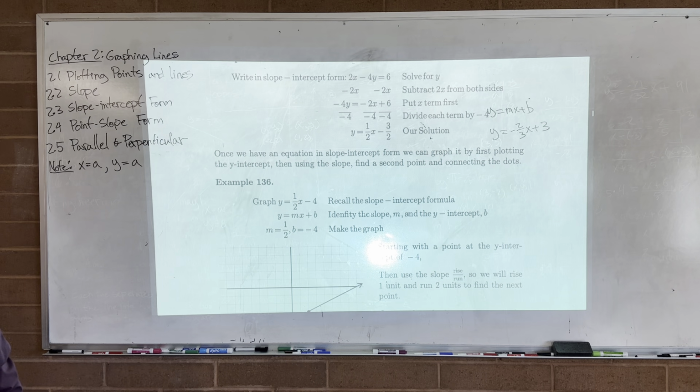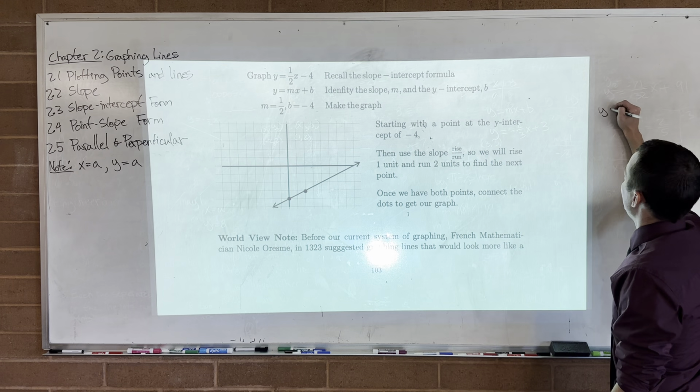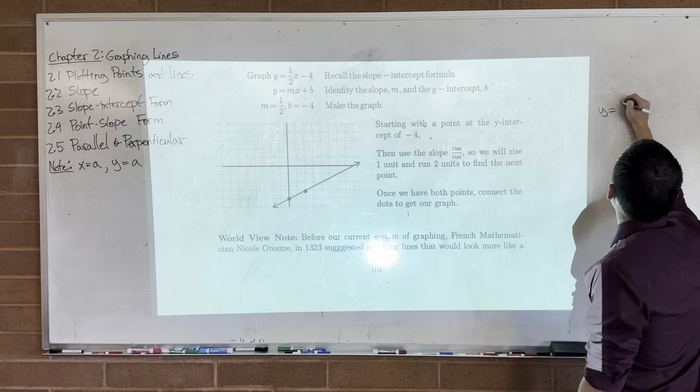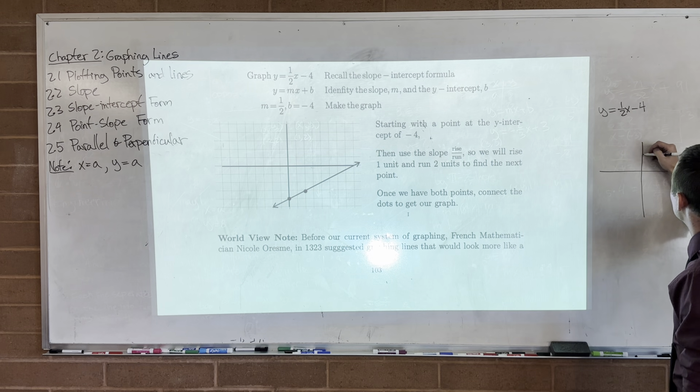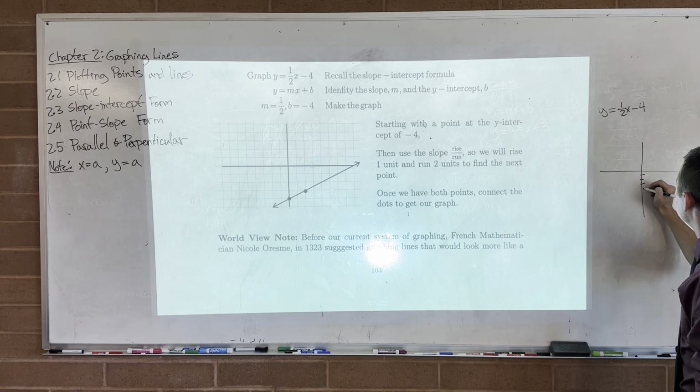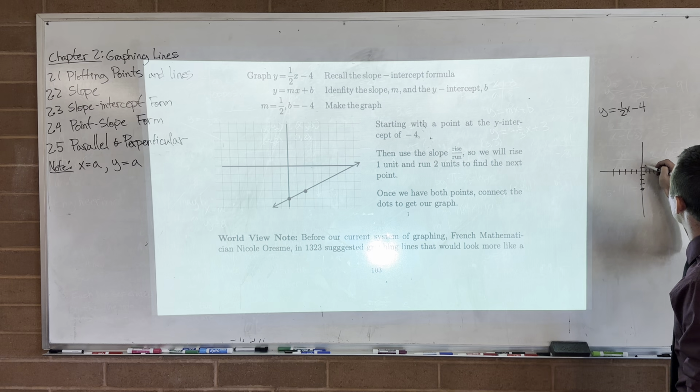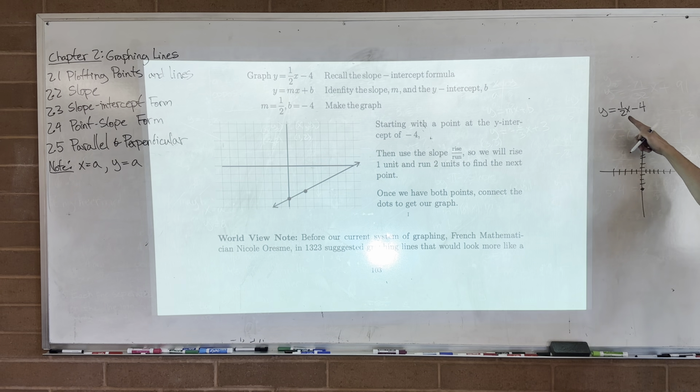All right, what's this one supposed to be? Example: graph this. Okay, so now we're going the opposite way. So this time, we start out with y is equal to, what was our equation? 1/2 x minus 4, right? So first off, where do we cross the y-axis? -4. 1, 2, 3, 4, down here.